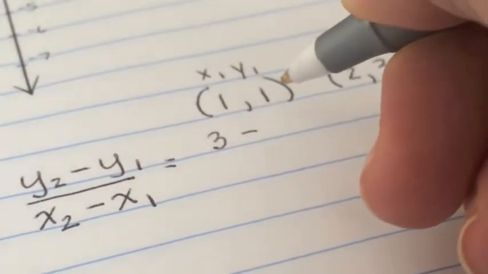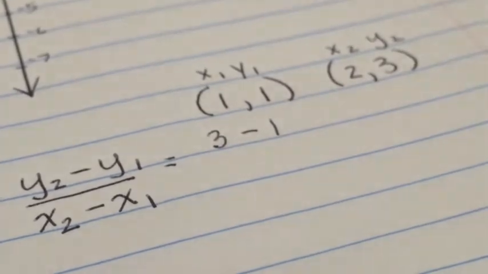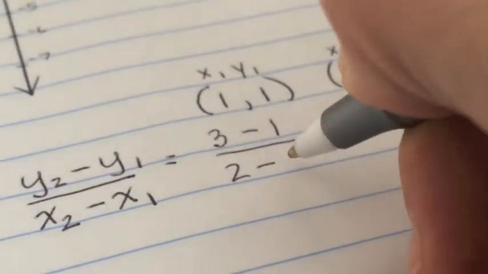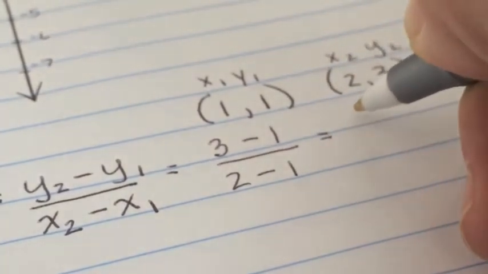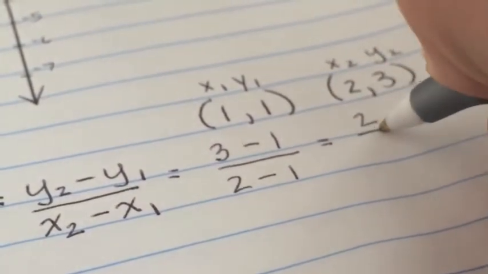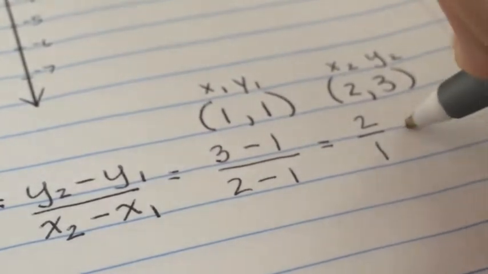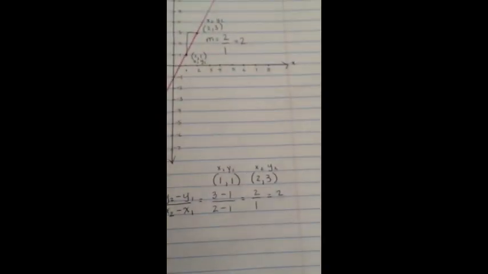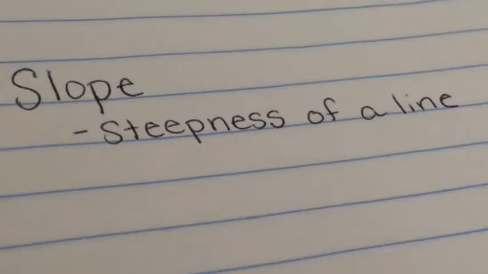I'm going to use these 2 points and substitute them into the formula. So y2 is 3, minus y1 is 1, over x2 is 2, minus x1 is 1. So on the top, 3 minus 1 is 2, and on the bottom, 2 minus 1 is 1. As you can see, we get the exact same value for slope, whether we use the graph of rise over run or we use the formula.